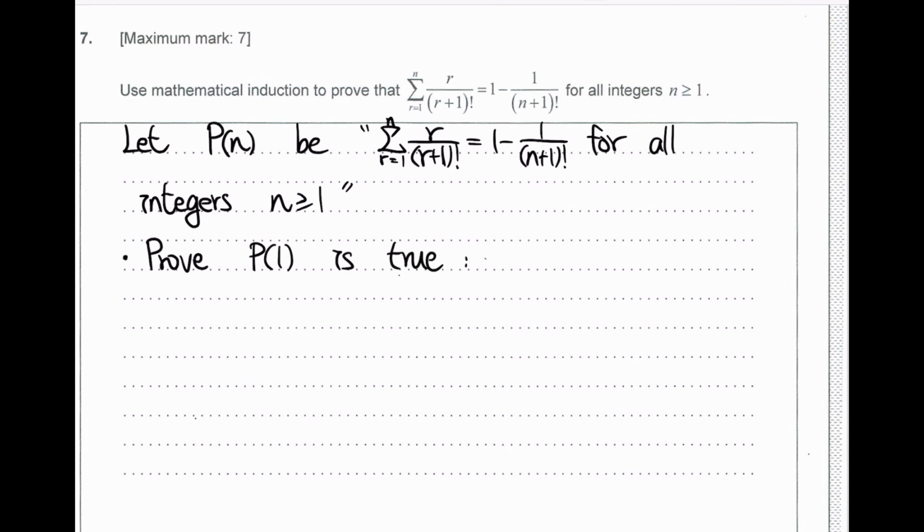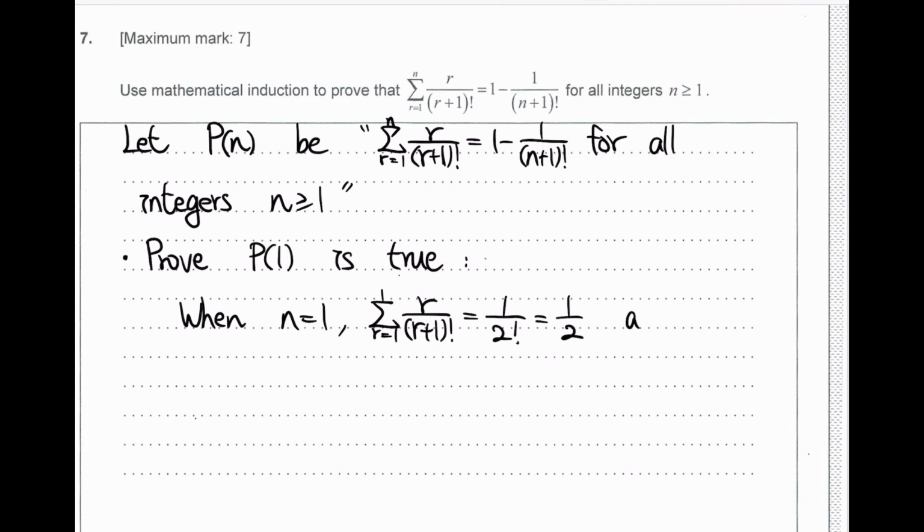So when n is 1, the left-hand side of the statement P of 1 is going to be the summation, r from 1 to 1, of r over (r plus 1) factorial, and it is just 1 over 2 factorial, which is 1/2.